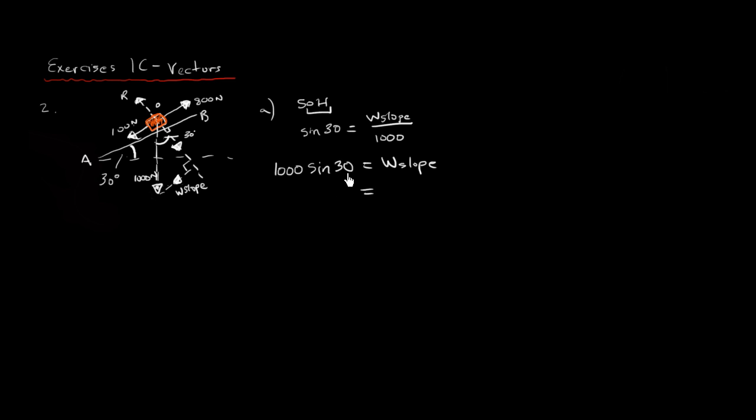Sine of 30 is 1/2. You can do it in your calculator if you want, but sine 30 you get used to using a lot, and it's just 1/2. So 1000 times 1/2 is the same as dividing 1000 by 2, and that's then our answer. Don't forget the units down the slope. So that's for part A.